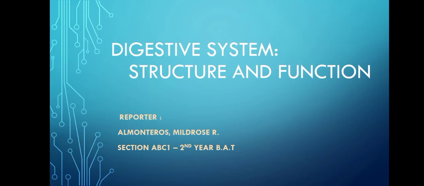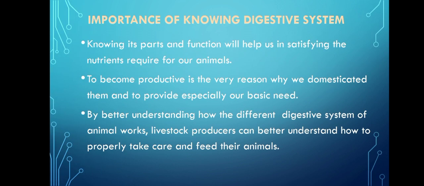In this video, I'm going to report on the digestive system structures and functions. Knowing the parts and functions of the digestive system will help us satisfy the nutrients required for all animals. To become productive is the very reason why we domesticate them and provide especially our basic needs, like meat, eggs, and whatever we can gain through our animals. By better understanding how the different digestive systems of animals work, livestock producers can better understand how to properly take care of and feed their animals.